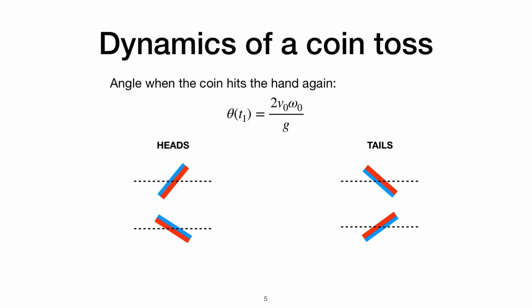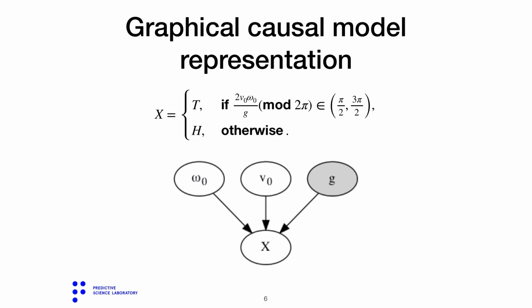Alright, so let's now define a variable that corresponds to the result of the coin toss. We're going to call this variable x, and we'll see later on that it is actually a random variable, and this variable takes two values, tails or heads, depending on what the angle of the coin with respect to the horizontal axis does, and it is tails when that angle is between pi over 2 and 3 pi over 2, and that of course is modulo 2 pi, otherwise it is heads.